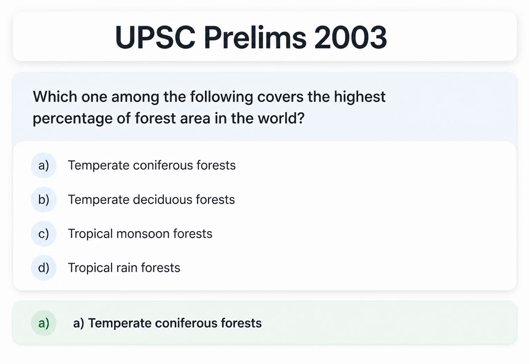This brings us to a question from the 2003 UPSC prelims. It asked which forest type covers the highest percentage of forest area in the world. The options were temperate coniferous, temperate deciduous, tropical monsoon, or tropical rainforests. As we just discussed, at a global scale, temperate coniferous forests cover the highest percentage, making option A the correct answer. Interestingly, if we look just at India, tropical moist deciduous forests hold the highest percentage.